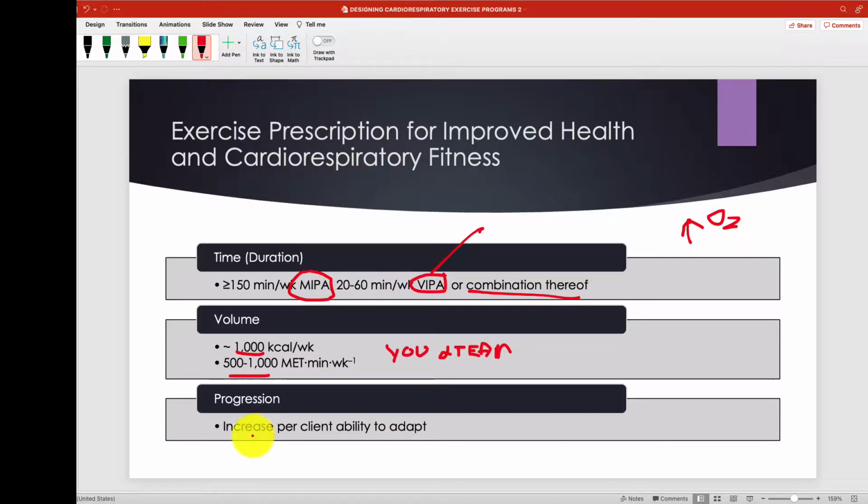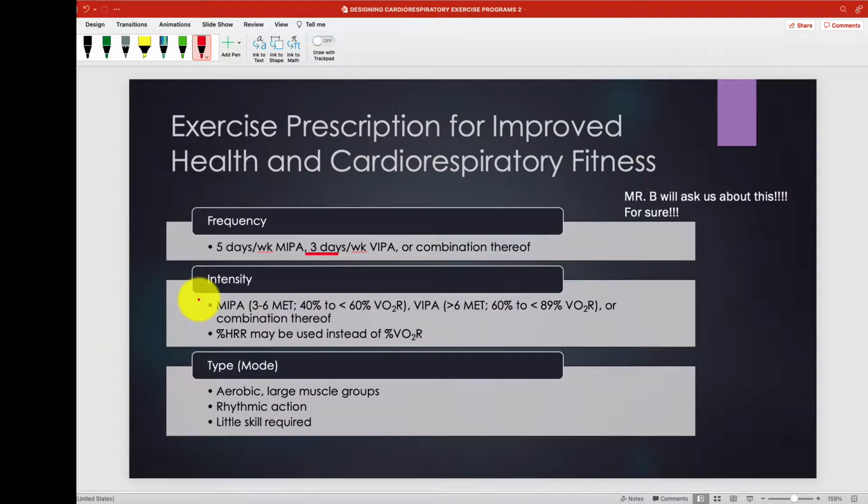And then progression. How are you going to increase their ability to adapt? You're going to increase the demand. You're going to increase the level of intensity, whether it's by, let's say, frequency. Let's say when you first started working with somebody, they could only work out 3 days a week and they were exhausted. And then after 5 weeks of working with you, you increased it to 4 days a week. Now that you increased it to 4 days a week, you have progressed them.